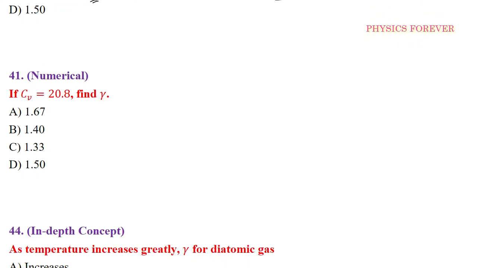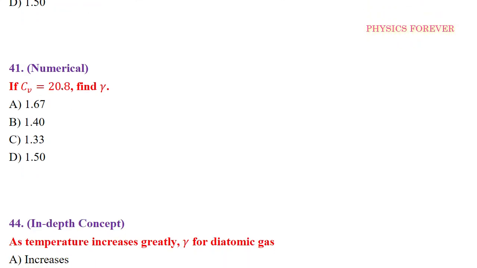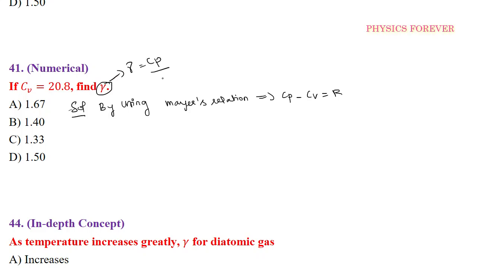So next, question number 41. It is also a numerical, but a simple one. By using Mayer's relation, what is Mayer's relation? Cp minus Cv is equal to R. In this case also we have to find a ratio, gamma. Cv is given, so we have to find the Cp value.